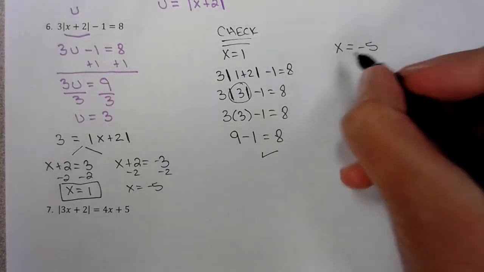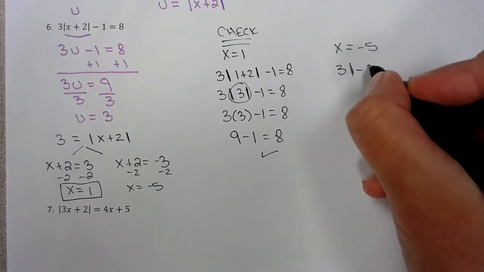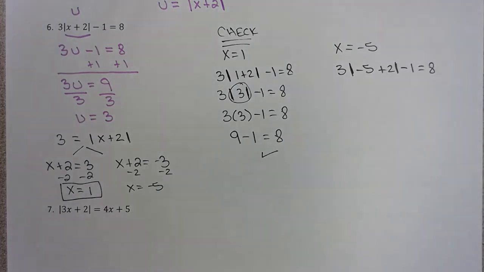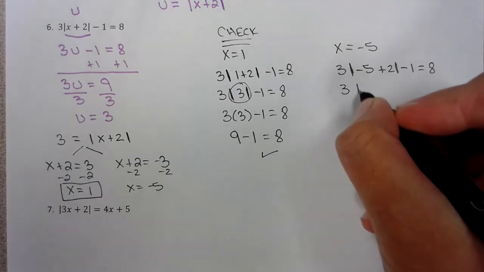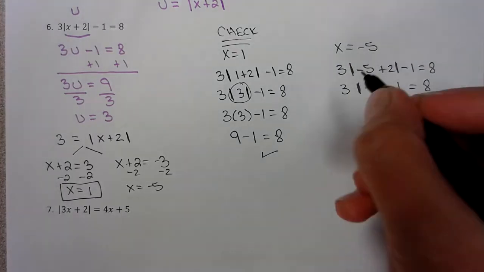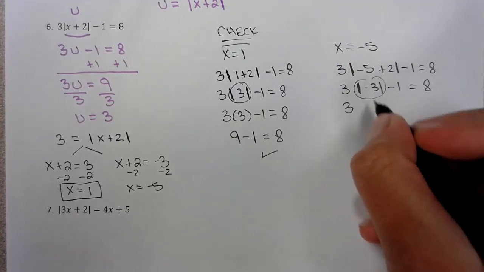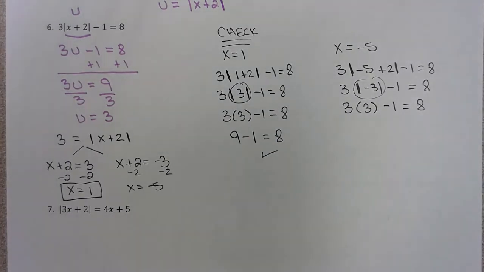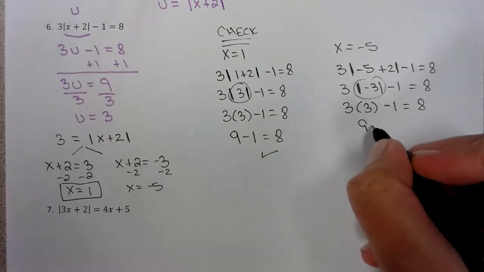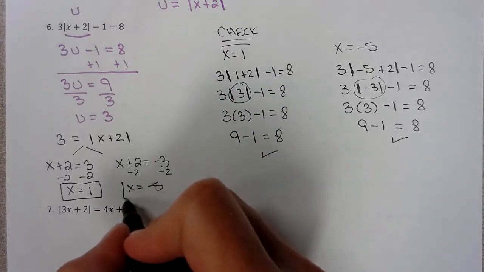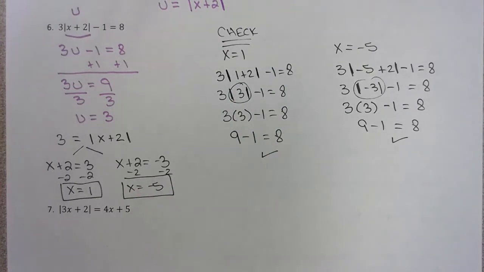Now check -5. 3 times the absolute value of -5 plus 2. Do the math inside the absolute value. Take the absolute value of -3, which is +3. 9 minus 1 equals 8. That's a true statement. So -5 is also a good answer.